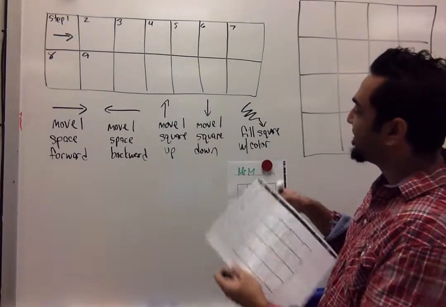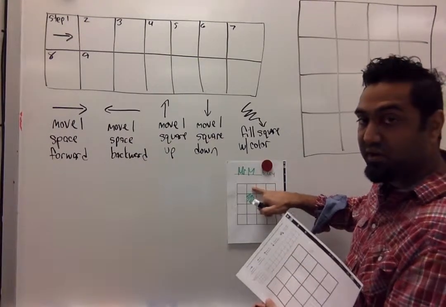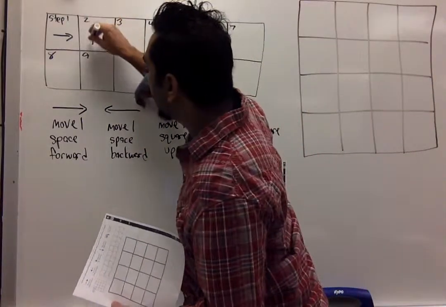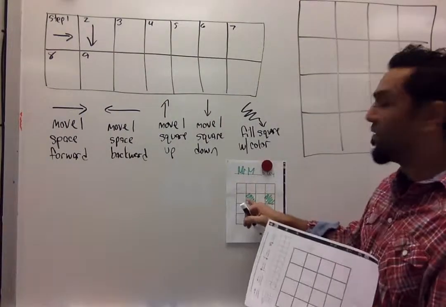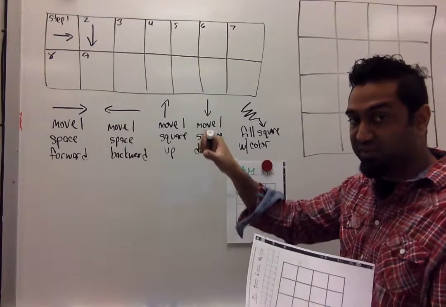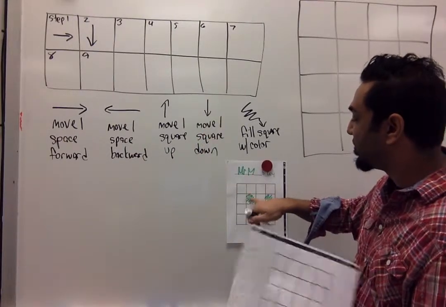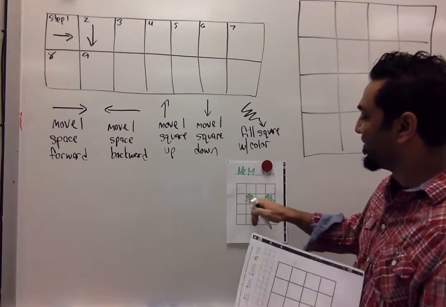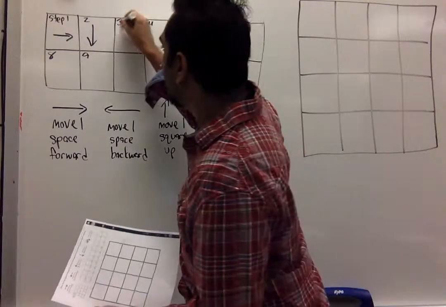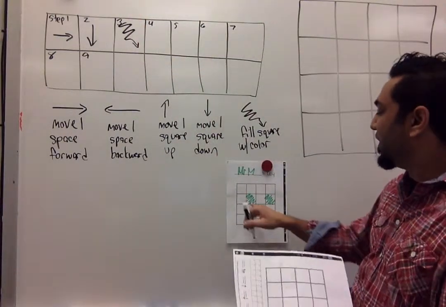So my next step, now I'm here, because I moved one step to the right. My next step, I'm going to say move one step down. Okay, move one step down, and now I'm here. It's kind of just like playing a video game where you're moving the character space by space, square by square, right? Now that your character is on that particular spot, I'm going to say fill that square with color. So I'm going to go like that. Okay? So I'm still here.